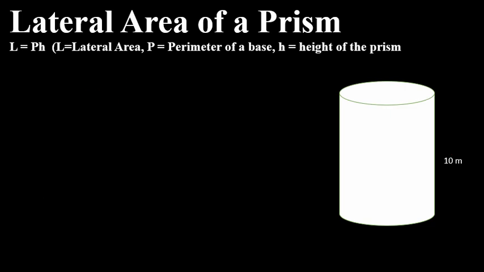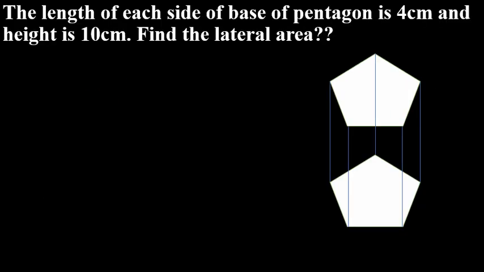Now in this question you have a pentagon. You should know what is the shape of a pentagon. It has 5 sides. Now the length of each side of the base of the pentagon is 4 centimeter. So if one side is 4, then all sides are 4, and we know the perimeter is the sum of all the sides for a geometrical shape. So in this case, how many times? 1 2 3 4 5. So 5 times 4, or you can say 4 plus 4 plus 4 plus 4 plus 4. You can do it either way.